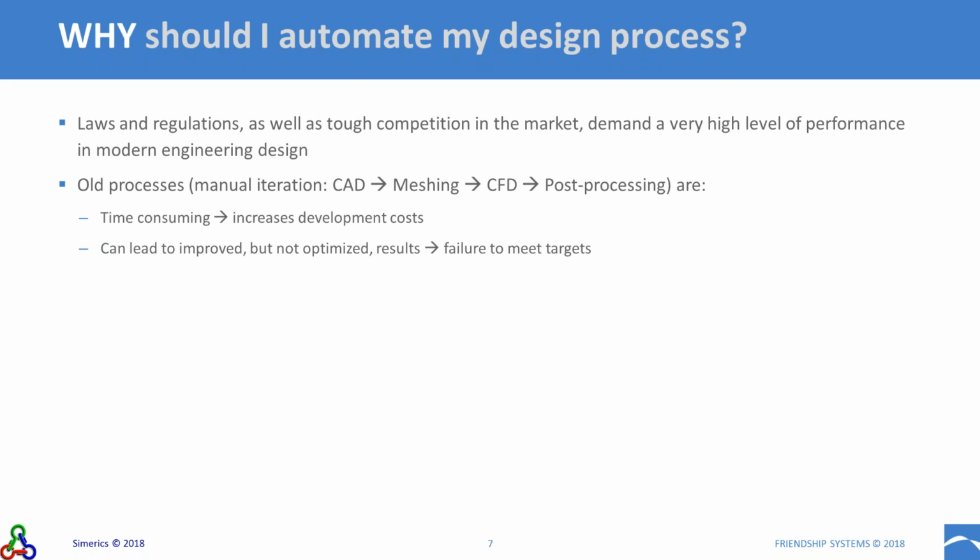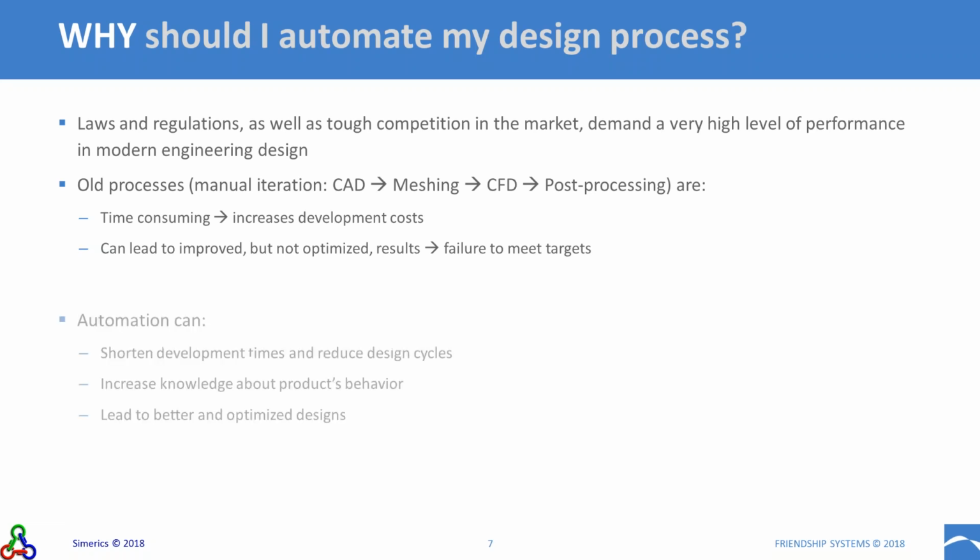This increases the development costs of the products, and it can certainly lead to an improved design, but not necessarily to an optimized result. So there might be the situation that the targets of the design are not met. And in that context, automation can, of course, shorten the development times, reduce design cycles, and lead to optimized designs. This is directly addressing the points above.